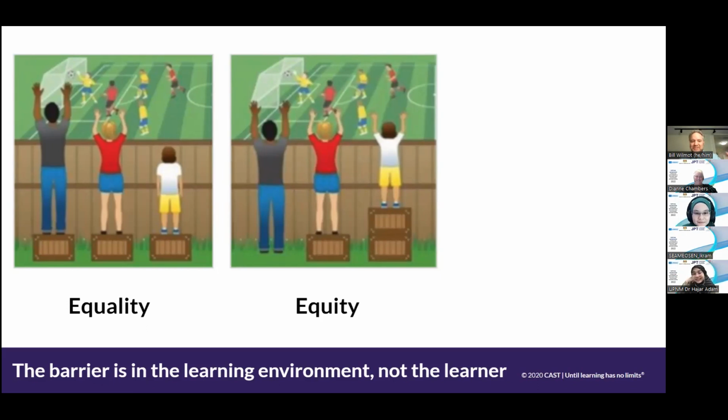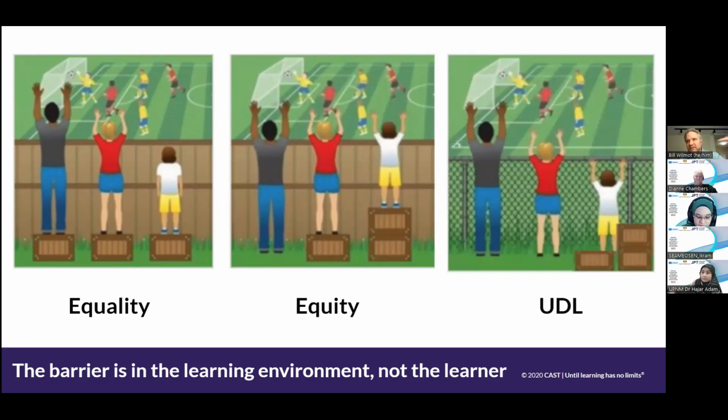UDL challenges us to think about the barrier in the learning environment, not the learner. So how do we redesign the learning environment to eliminate that barrier? Now everyone can see that football game, and we've taken away the fence that you can't see through. Everyone can see through the fence, see the football game, and they have those boxes there if they need them, right? If they choose that that is a useful way for them to experience the game, maybe they'll sit down on a box. Maybe they'll stand on two boxes. Maybe they'll build a ladder for themselves so they can get up to that level of two boxes.